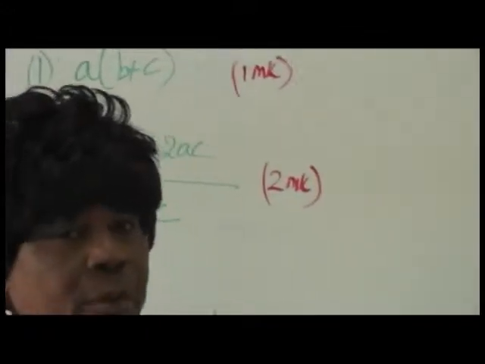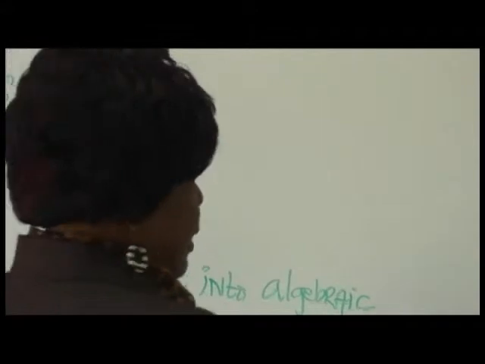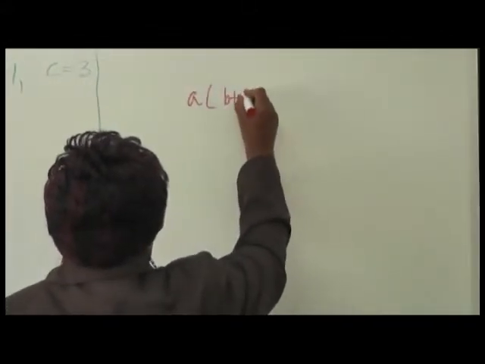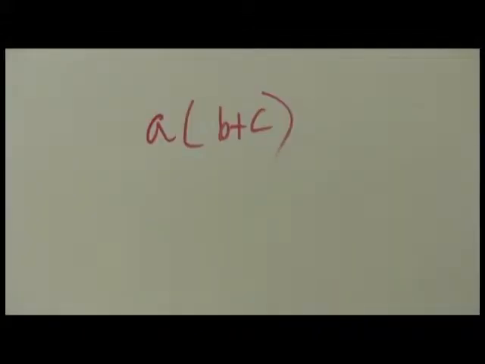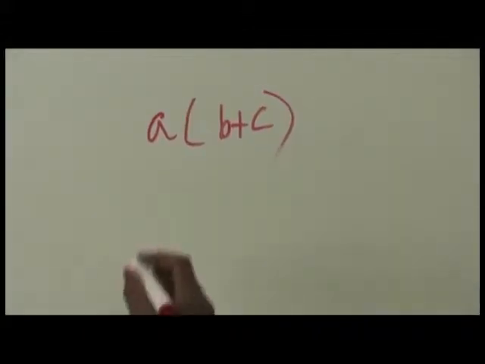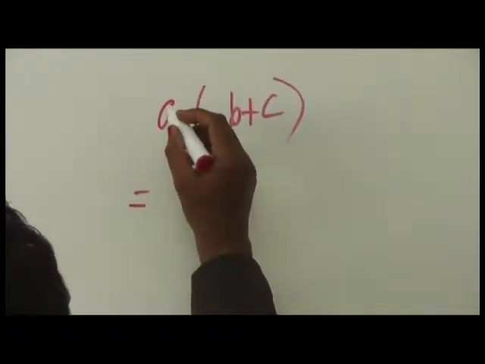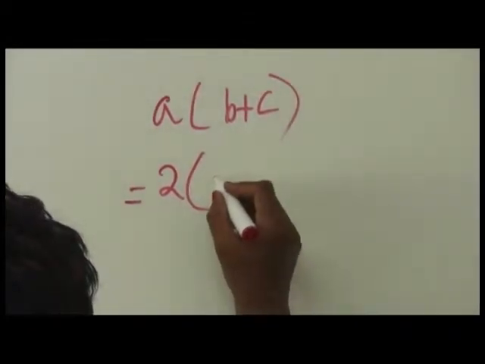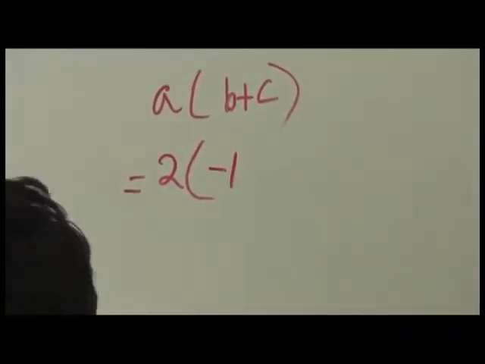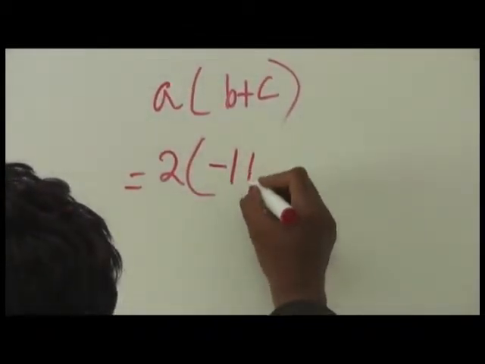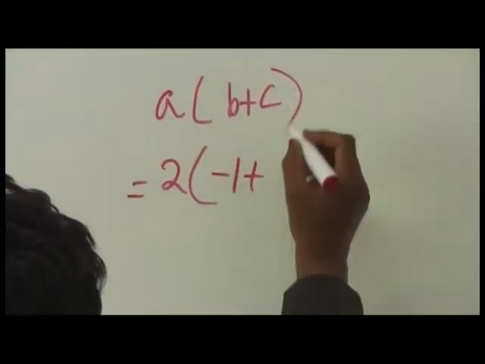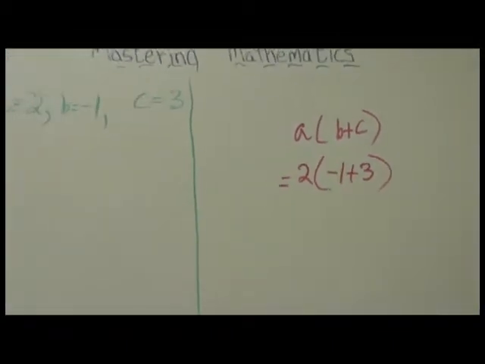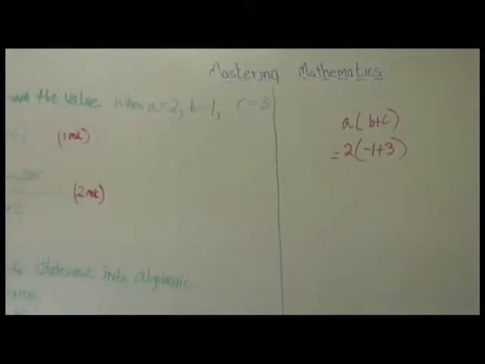The first one is our substitution. So we had A, open bracket, B plus C, and they gave me some values. A would have been equal to 2, so where we have A, we're going to write 2. Open your bracket, and B, they said, was equal to -1, so where we have B, we're going to replace it, and it is plus C, and C, they told us, was equal to 3. And that is what that expression is now reduced to in terms of the numerical value.